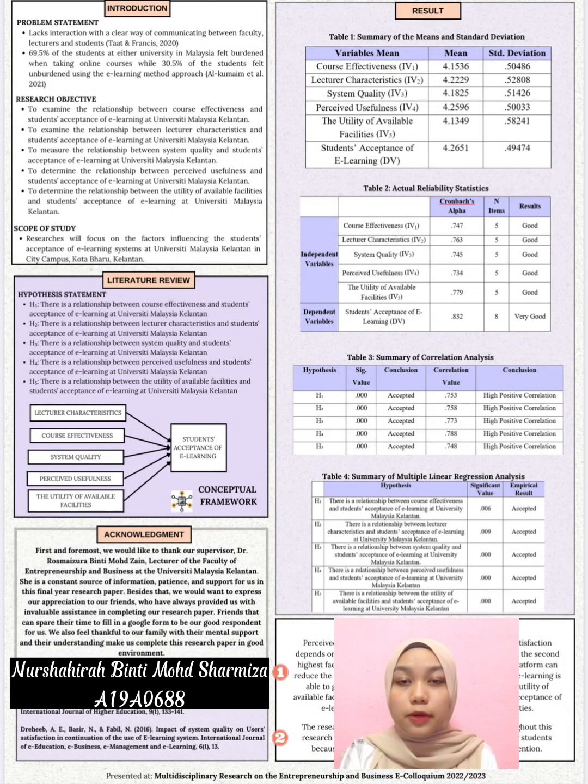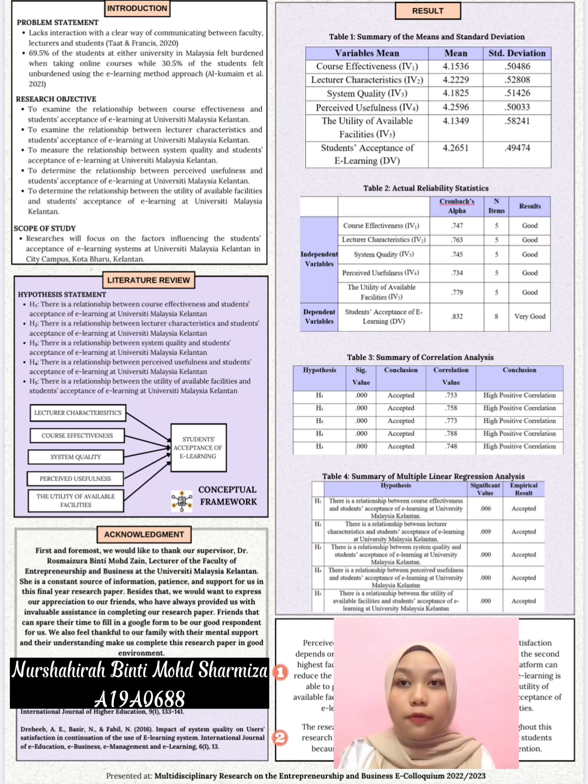I will explain about the result summary of the means and standard deviations. The highest mean for the independent variable, which is perceived usefulness, was recorded at 4.2596 and for the dependent variable at 4.2651. Secondly, the summary of reliability statistics shows that the highest value of 0.779 is for the utility of available facilities, but the dependent variable has been concluded with 0.832. Therefore, the internal consistency of the questions for this section is good and reliable.